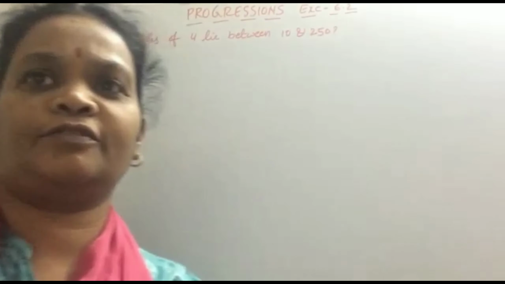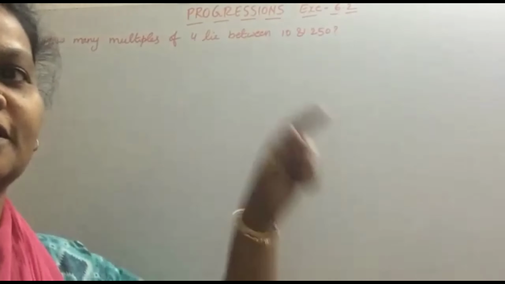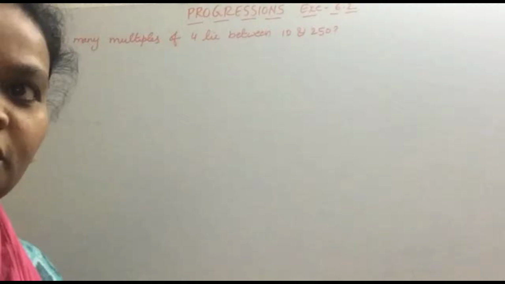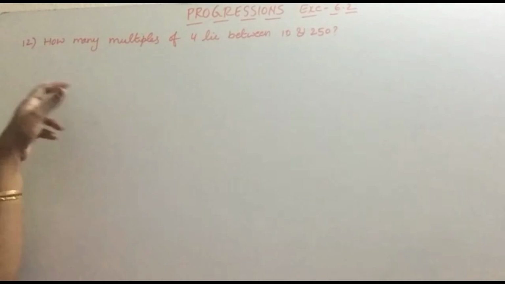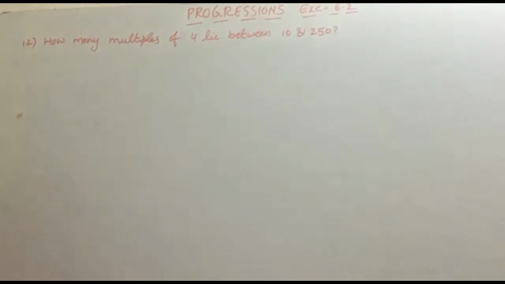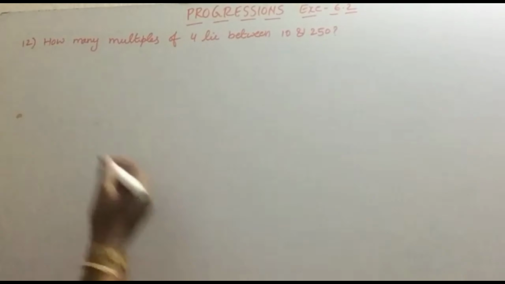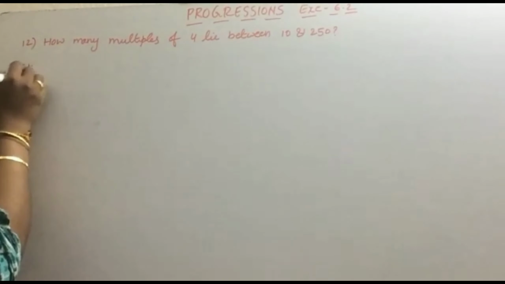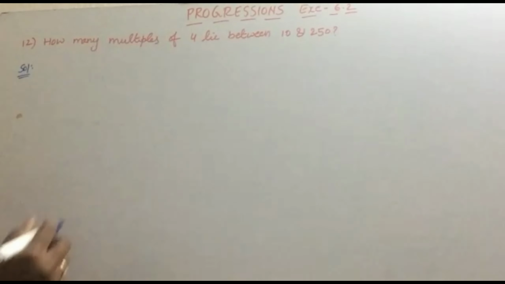Hello students, today we will discuss the remaining problems in progressions exercise 6.2, and the next problem is how many multiples of 4 lie between 10 and 250. First of all, we will write multiples of 4 between 10 and 250.